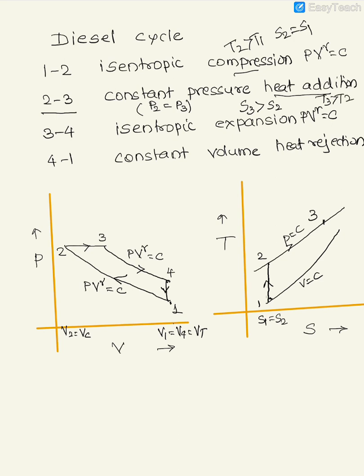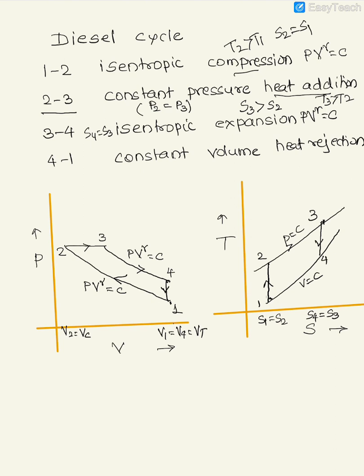The next process is an expansion process. Expansion, but the entropy remains constant. Expansion, temperature will drop down. So it has to be a vertical line, vertically downwards, such that the entropy at 4 is equal to entropy at 3. So this is isentropic. Entropy at 4 is equal to entropy at 3. And temperature is lower because there is an expansion.